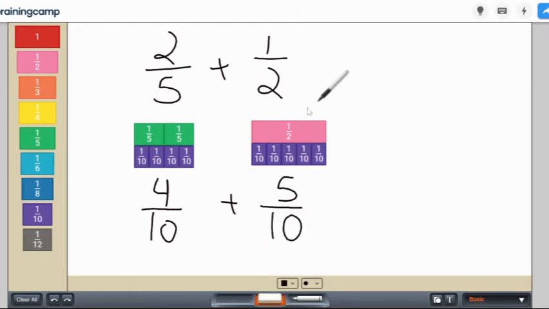Now that we have equal pieces, in order to add our fractions, we can add how many pieces we have. So we have 4 plus 5 more gives me 9/10. And here students can easily see that they need equal pieces in order to add fractions, and those equivalent fractions.